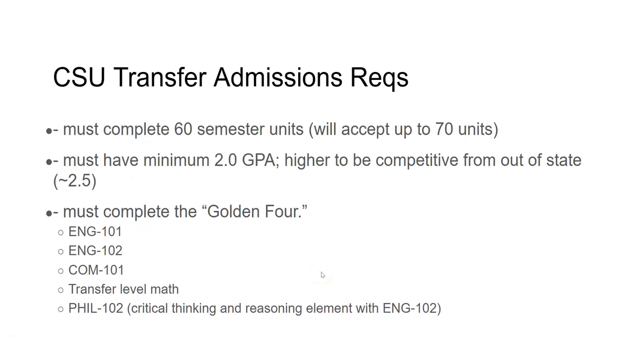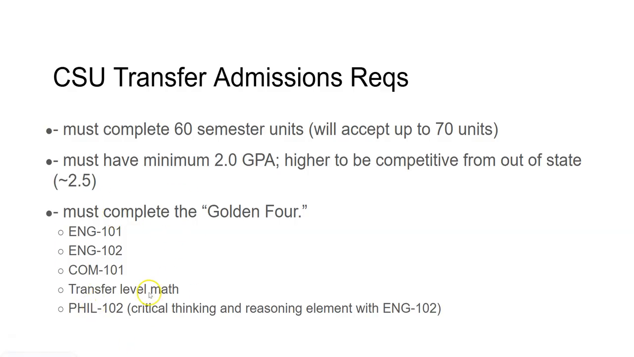CSU transfer admissions requirements. First of all, students need to complete 60 semester units. You cannot transfer as is normal in other states with 24 units and a 2.0 GPA. That doesn't happen. You basically have to have 60 semester units, although they will accept up to 70 units for those high unit majors like engineering or computer science in California. Must have a minimum of a 2.0. From out of state, we'll probably want a more competitive GPA, minimum 2.5. And depending on the major, it could be more.